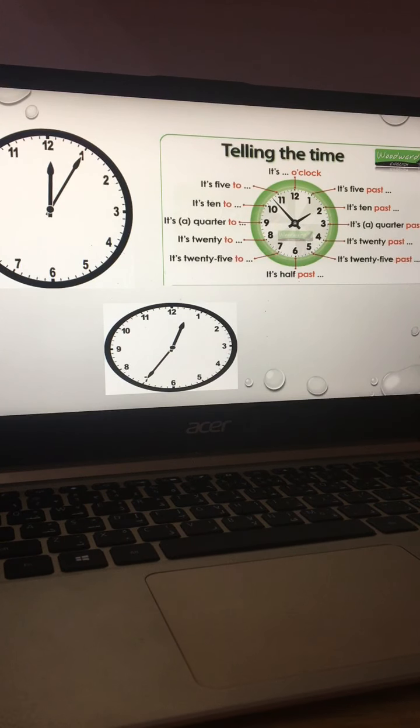So the word "to" means that there are just a few minutes left for the next hour. That's why we say "to" the next hour. We do not say 12 anymore once we start saying "to." We say the next or the upcoming hour. Okay, I hope you've understood this part, because this is the most important and the main part in telling time. Now we are going to go over some examples so that you will understand what I mean.